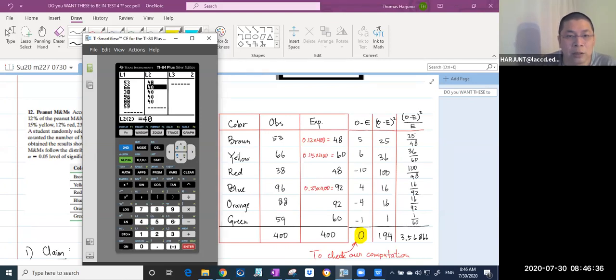48, 60, 48, 92, 60, and then STAT, GOF, degree of freedom, I change it to 5.